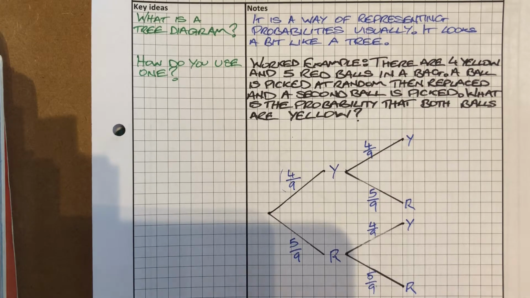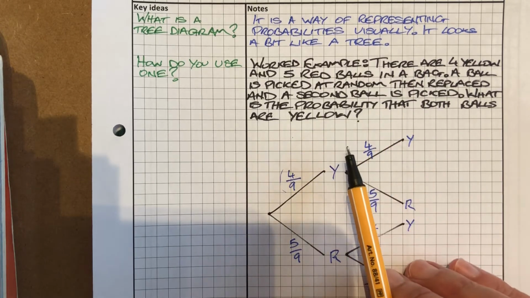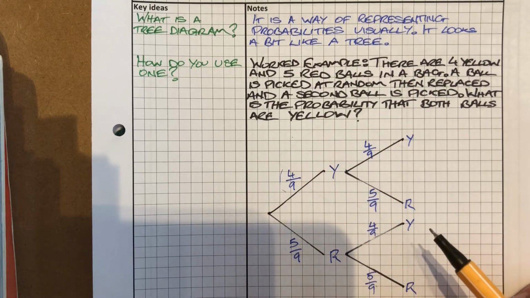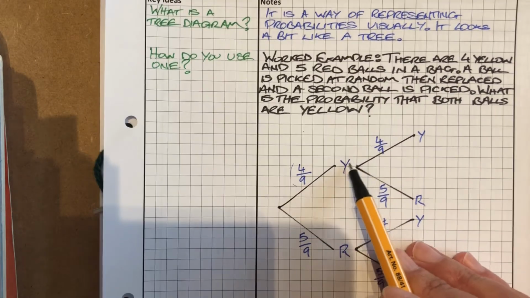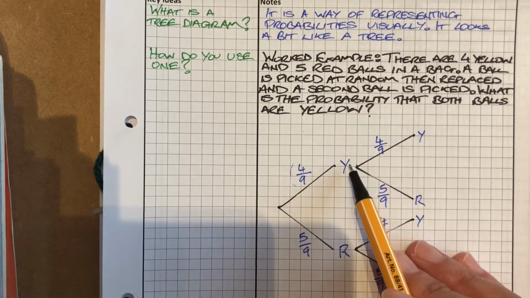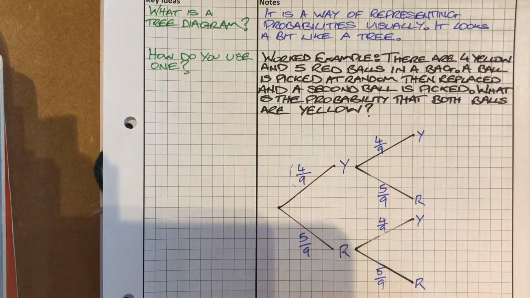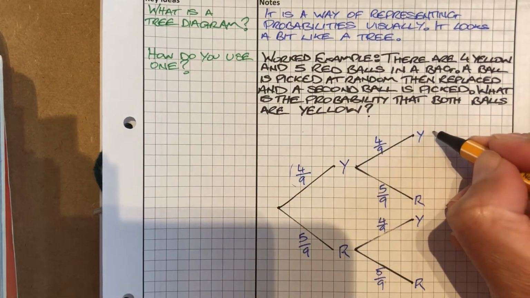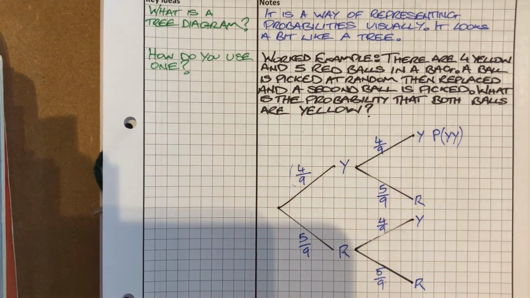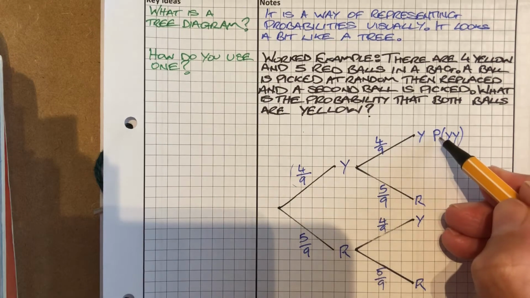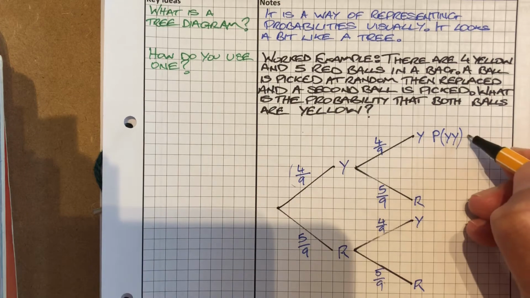Right, so I want the probability that both balls are yellow. Now, if I follow the paths which get me to that, I would go along here and then along here. I would have a yellow ball followed by a yellow ball. So that means ending up at this point here. And I will write P(Y, Y), using the notation we've used before to say the probability of getting a yellow followed by another yellow.